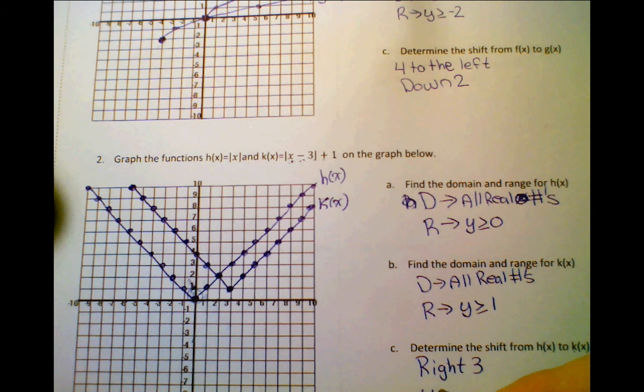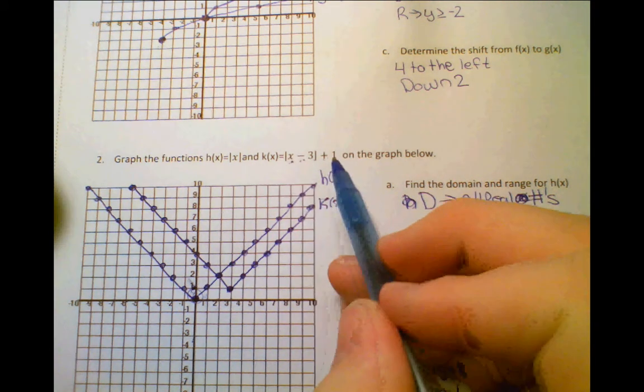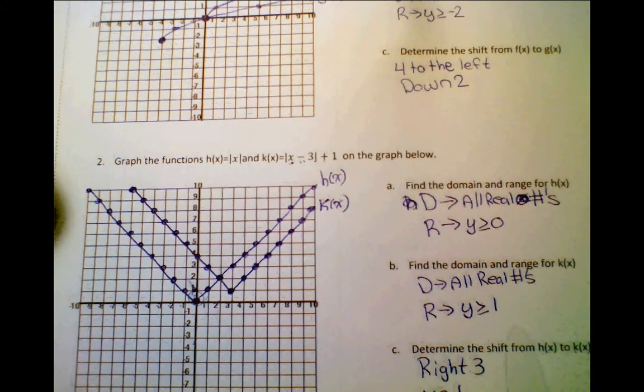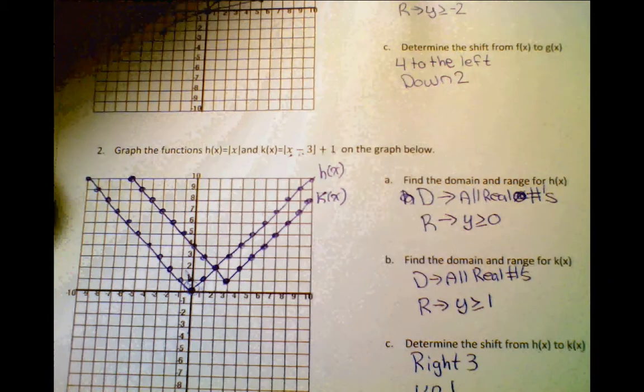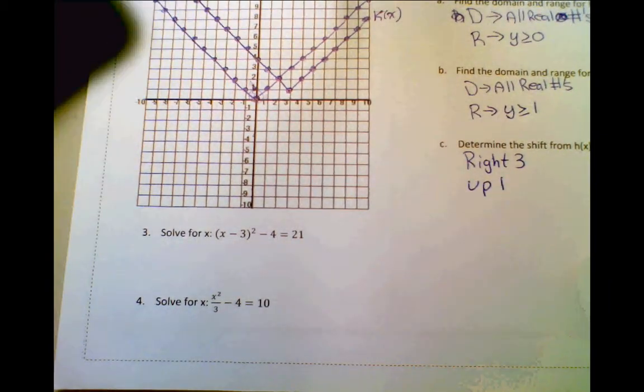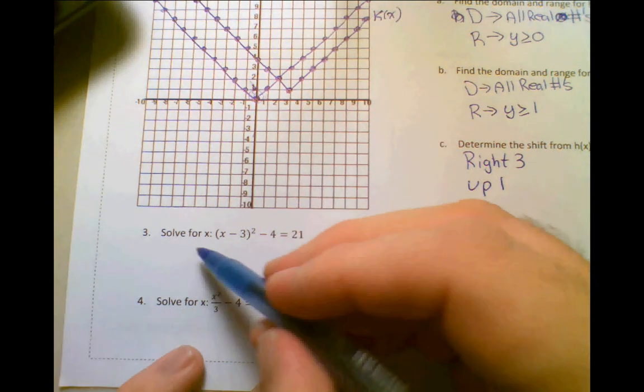And that has to do with the formula. You can just sort of figure that out from there: x minus 3 plus 1. All right, let's take a look at number 3. For number 3, we're going to be solving for x.